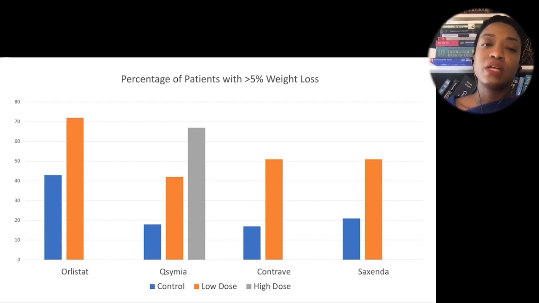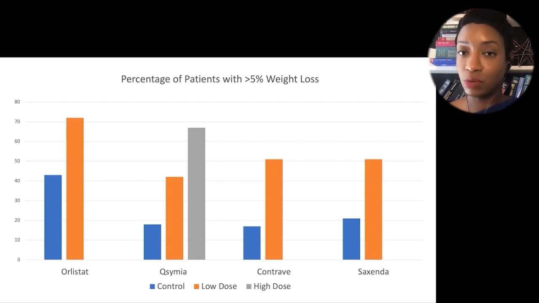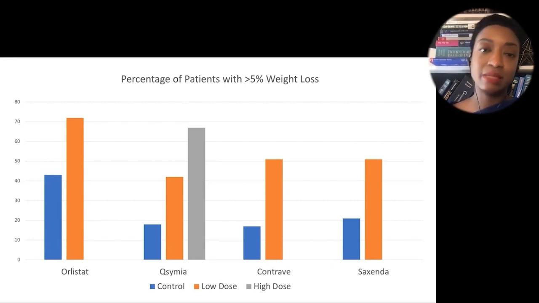This looks at the percentage of patients in these studies that got at least 5% total body weight loss. Remember, 5% is the cutoff we use because we know we're making changes in diabetes numbers, high blood pressure, and cholesterol with just that 5%, right? Blue is the control, meaning no medication at all. They were typically getting some type of placebo. Orange is the low dose of the medication, and Qsymia has a higher dose, so that's the high dose.